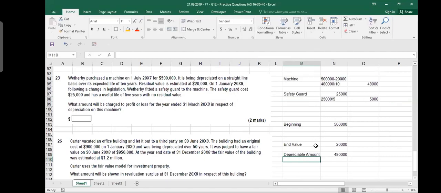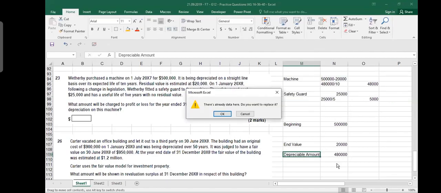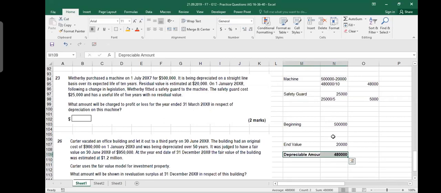Depreciable amount means the amount in total which must be depreciated. So 480,000 I'm going to depreciate. It means that by using this asset for a period of 10 years, your 500,000 asset will become 20,000. So you will lose 480,000 over a period of 10 years. So in 1 year, you will lose 48,000.